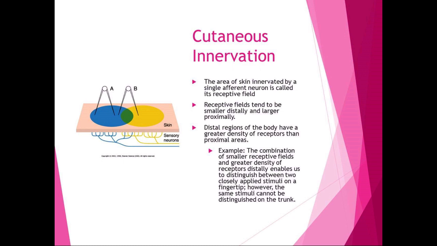So if you have greater density of receptive fields, like in the fingertips, you can discern two very close points. If you're more proximal, like on the low back, it might only feel like 1 point because you have larger receptive fields. So the combination of small receptive fields and greater density of receptors distally enables us to distinguish between two closely applied stimuli on a fingertip. However, the same stimuli cannot be distinguished on the trunk. So I hope you experienced that in Tests and Measures lab because that's relevant for what we're talking about here.